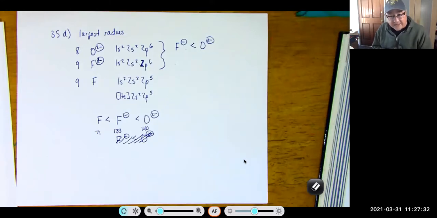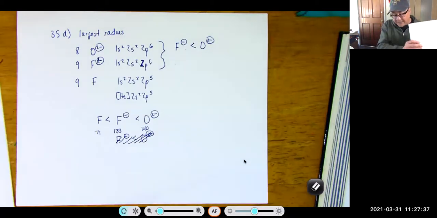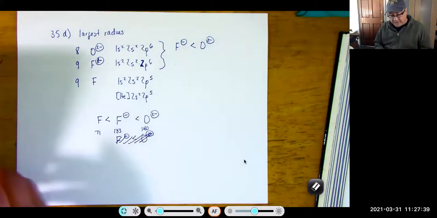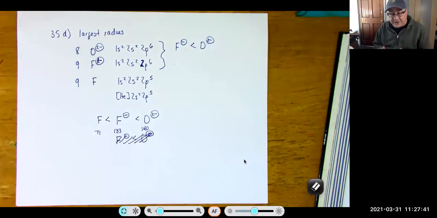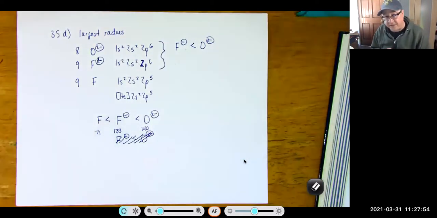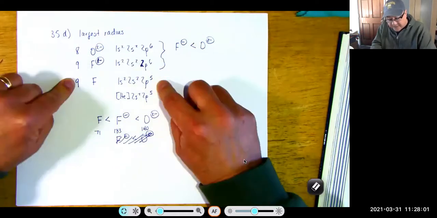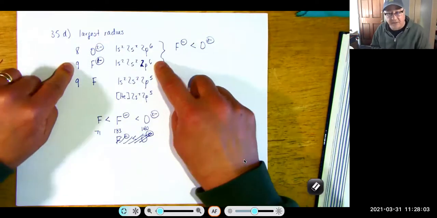So you're understanding that when we're looking at these things, you've got to apply the right reasoning at the right time. Sometimes it's going to be shell number. Sometimes it's going to be number of protons in the nucleus. And at other times it's going to be how many electrons are on that sucker, because more electrons means a bigger thing, right? 9 and 9. Here you've got 10 electrons, here you've got 9. So the one with 10 electrons should be bigger because it's got more electrons.